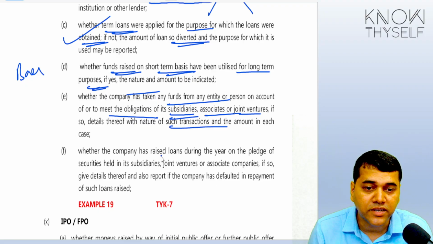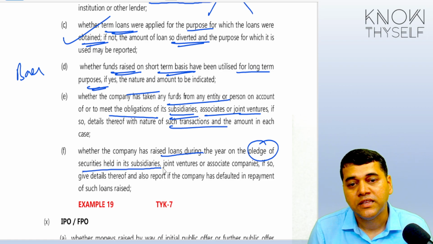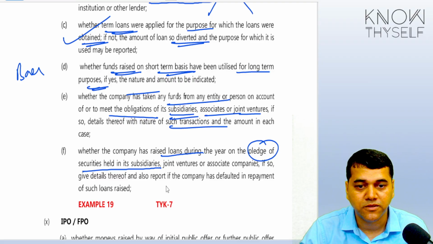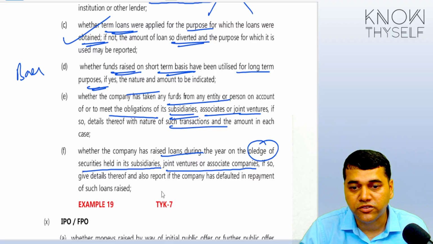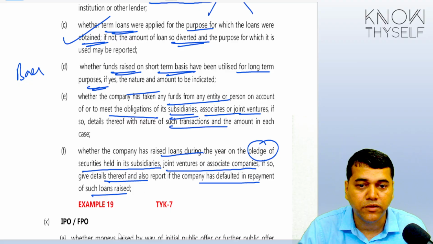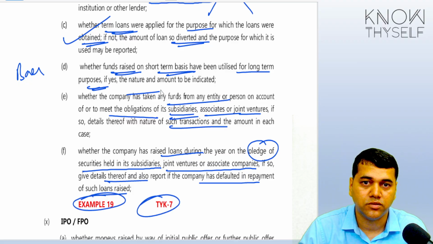Whether the company has raised a loan during the year on the pledge of securities held in its subsidiary. That means the father is taking the loan by keeping the son's car as a pledge. Joint venture or associate, give the details. If the company has defaulted in repayment, that also has to be given. Okay, there is one example and a test your knowledge 7 question. Okay, let's see that.